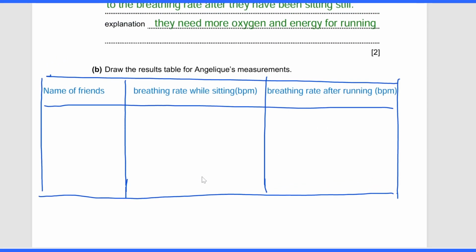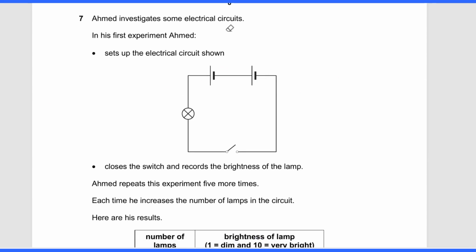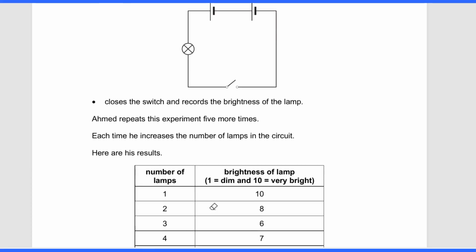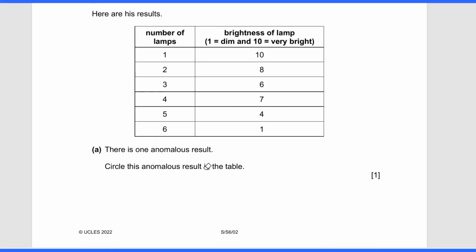Let's move on. So number 7. Ahmed investigates some electrical circuits. In his first experiment, Ahmed sets up the electrical circuit shown here, closes the switch and records the brightness of the lamp. Ahmed repeats this experiment 5 more times. Each time he increases the number of lamps in the circuit. Here are his results. Question A. There is an anomalous result. Circle this anomalous result in the table.